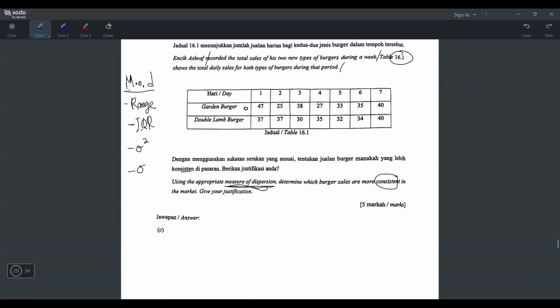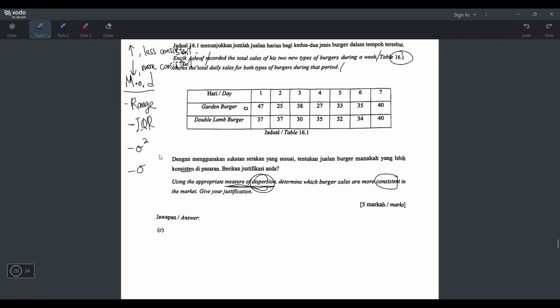Let's come back here. Measures of dispersion is you are trying to measure how dispersed the data is. So if your measure of dispersion is very high, that means it is less consistent. But if your measure of dispersion is very low, then it is very consistent. Because you are trying to measure how dispersed your data is. If your data is very dispersed, then your answer for all of these becomes very large.